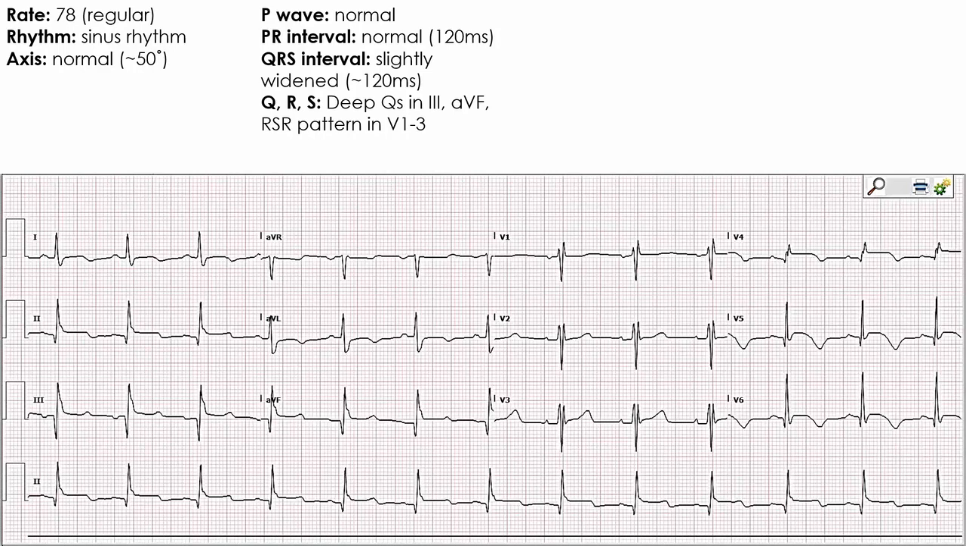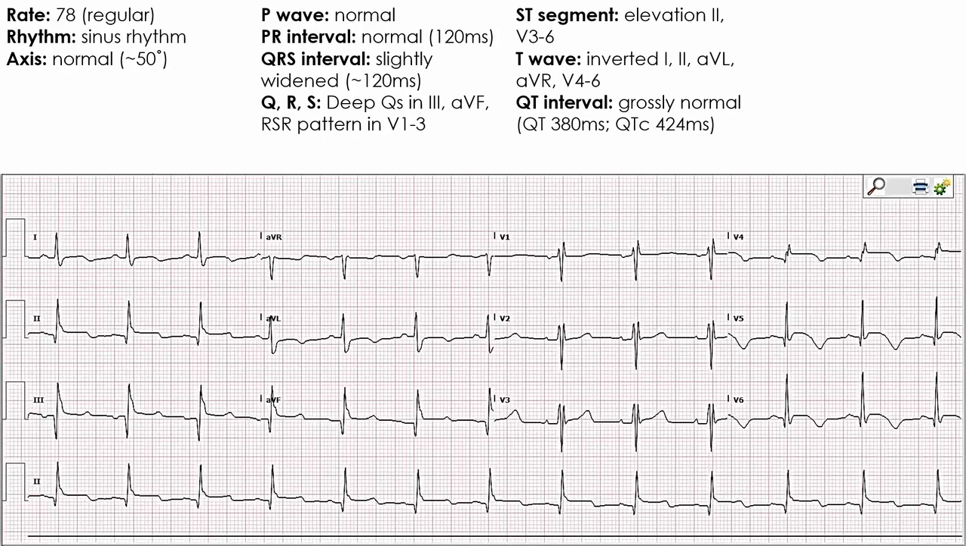Looking further at the QRS complex, we've got deep Q waves in lead 3 and slightly bigger than usual Q waves in leads 2 and AVF as well. So our inferior leads have abnormal Q waves. We've also got the RSR pattern in V1, V2, V3. So that's an abnormal shape, and with this abnormal shape it's a bit difficult to assess the R wave progression.